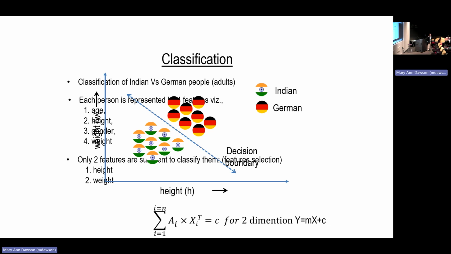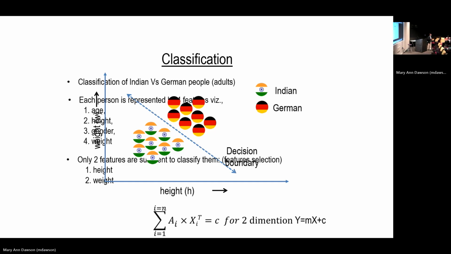Now look very carefully at the four features. Out of those four, is age a good feature? The answer is no, correct. You cannot differentiate a German from an Indian by age. You cannot have a rule like: more than 40 is German, less than 40 is Indian. So age is not a good feature, and you can simply remove that.